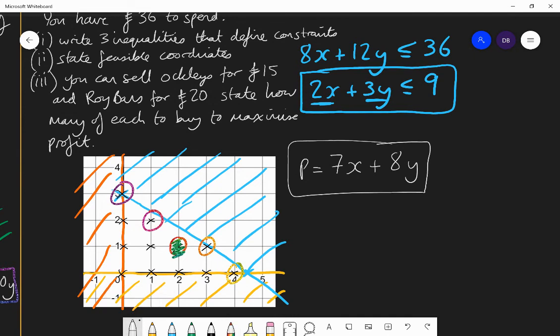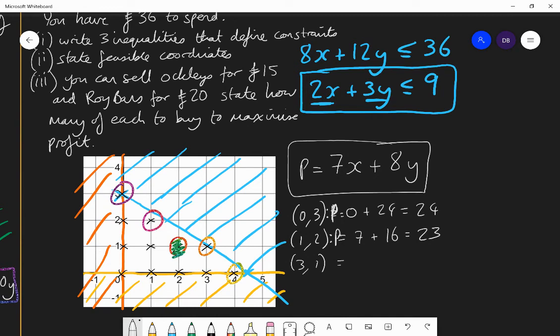So for the profit function at (0, 3), your profit is 0 7s and 3 8s. So that's £24 profit. At (1, 2), your profit is 1 7 and 2 8s. So that's £23 profit. That's not as good. At (3, 1), your profit is, so I shouldn't put equals actually there. I should put a colon after that and then put P equals. Apologies for that.